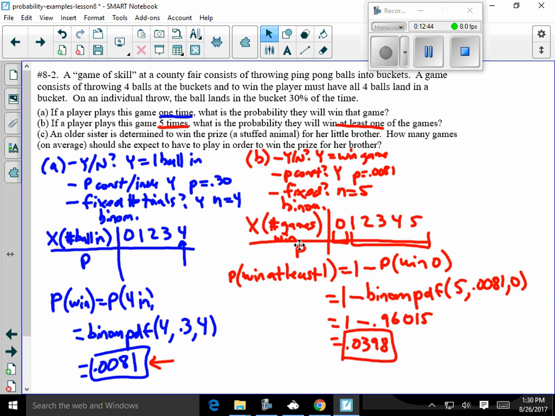Okay. So the last question says, the older sister wants to win this stuffed animal prize for her younger brother. How many games should she expect to play in order to win? So for this one, I'm going to focus on the word expect. That should lead us to think we're finding the expected value, right? The expected value. So for part C, I'm really trying to find the expected value.